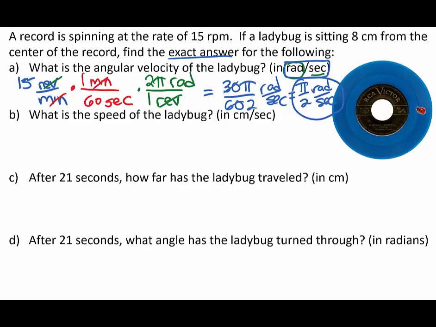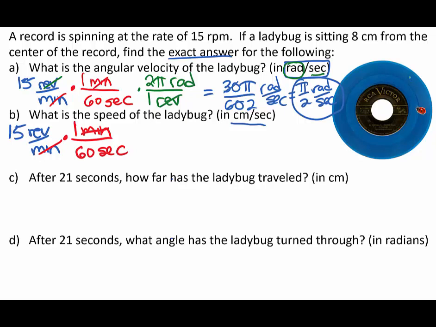Now it says what is the speed of the ladybug, and we want that in centimeters per second. So we're going to again start with what we're given, which was 15, and that's revolutions per minute. And we want to get to radians per second, so again we're going to convert minutes to seconds. 1 minute is 60 seconds. So now we're in revolutions per second. We want to get that in centimeters.